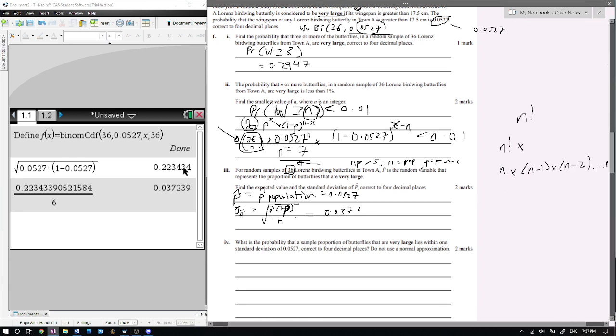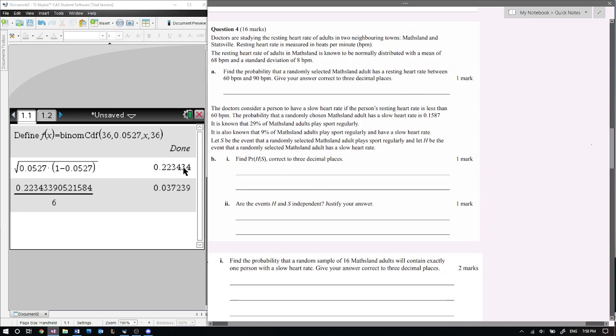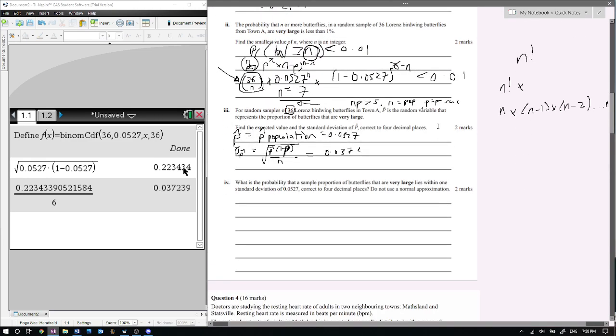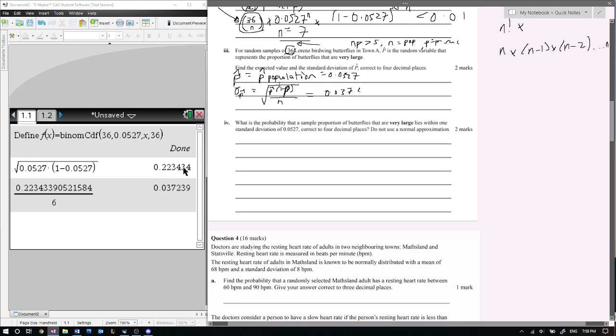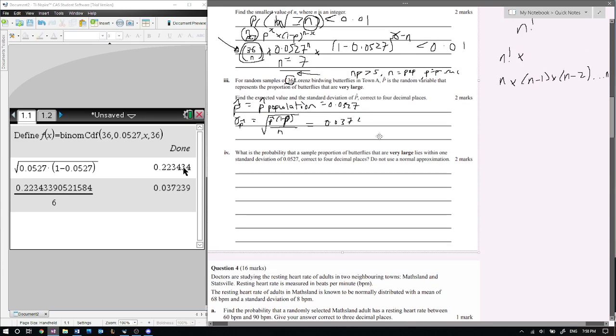So, moving on. Question FIV. What is the probability that a sample proportion of butterflies that is very large lies within one standard deviation of 0.0527? Correct to 4 decimal places. Do not use a normal approximation.